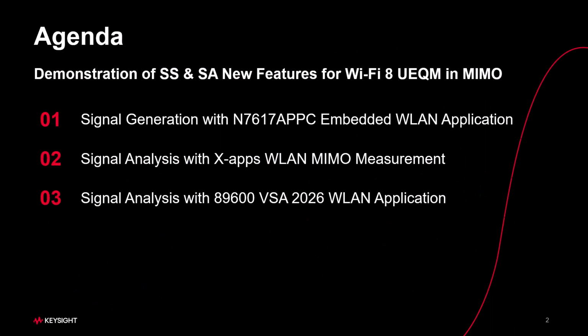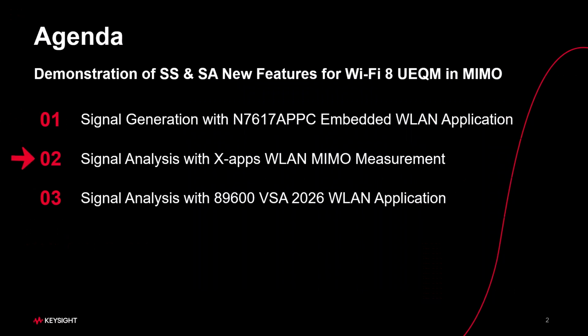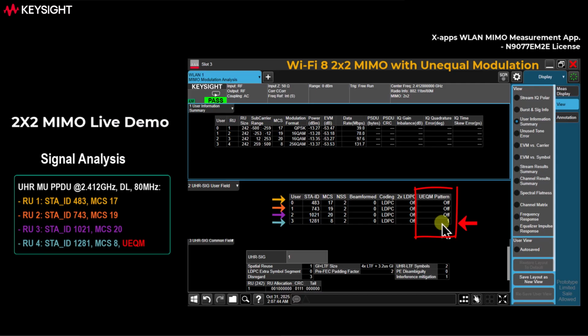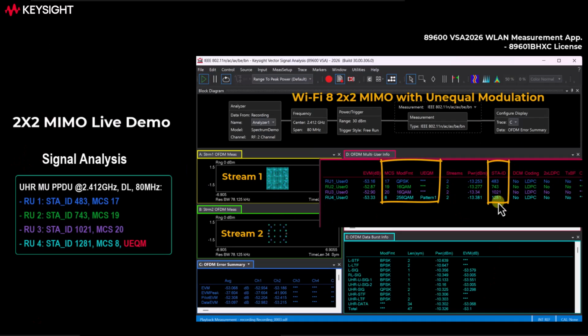Over the next few minutes, I will walk you through 3 live demos. First, we'll generate a Wi-Fi 8 UEQM MIMO signal using Keysight's embedded WLAN app. Next, we'll measure that signal with the X-apps software. Finally, we'll analyze the same signal with 89600 VSA software.